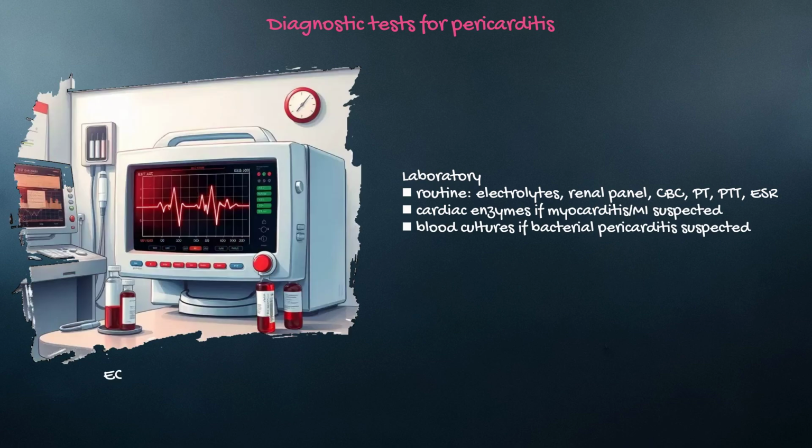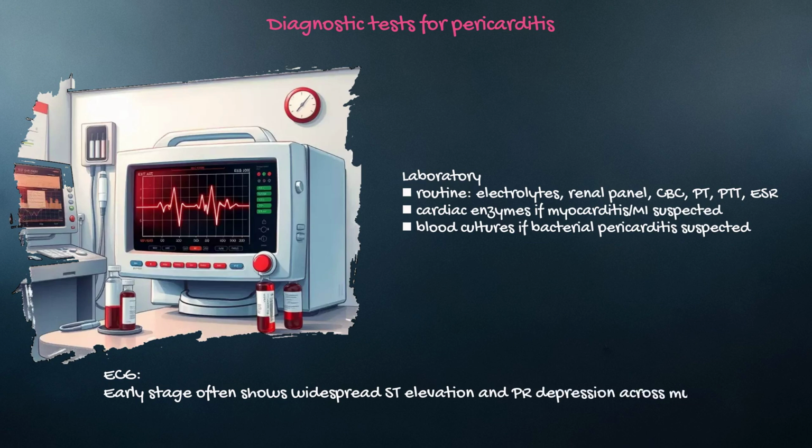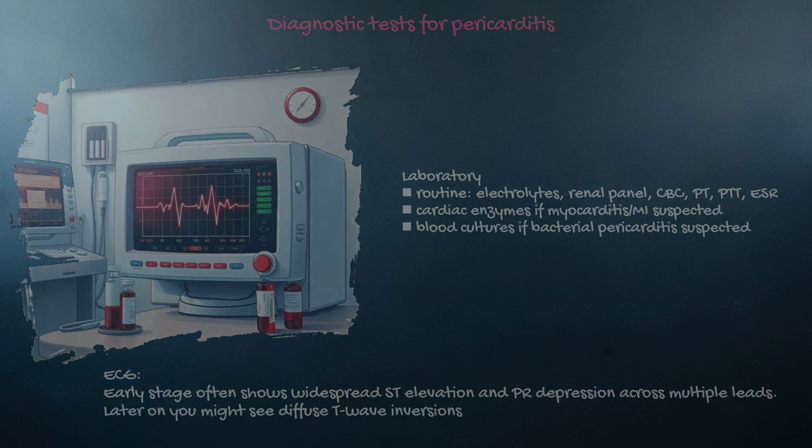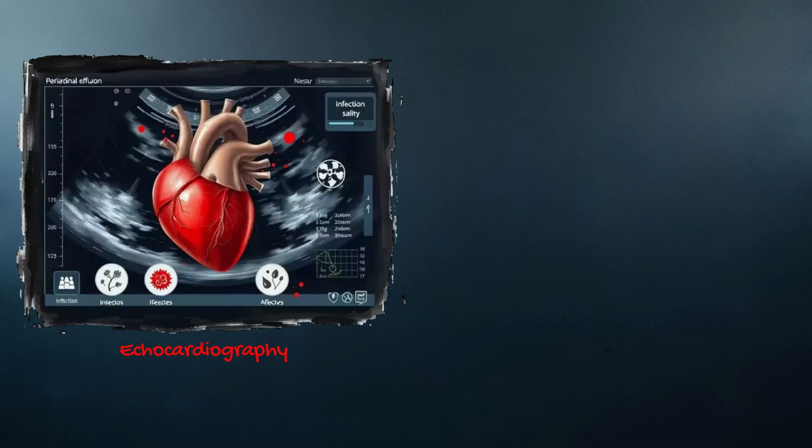On ECG, the early stage often shows widespread ST elevation and PR depression across multiple leads, while later on you might see diffuse T-wave inversions. Echocardiography is a key tool here, since about 60% of patients show some pericardial effusion.